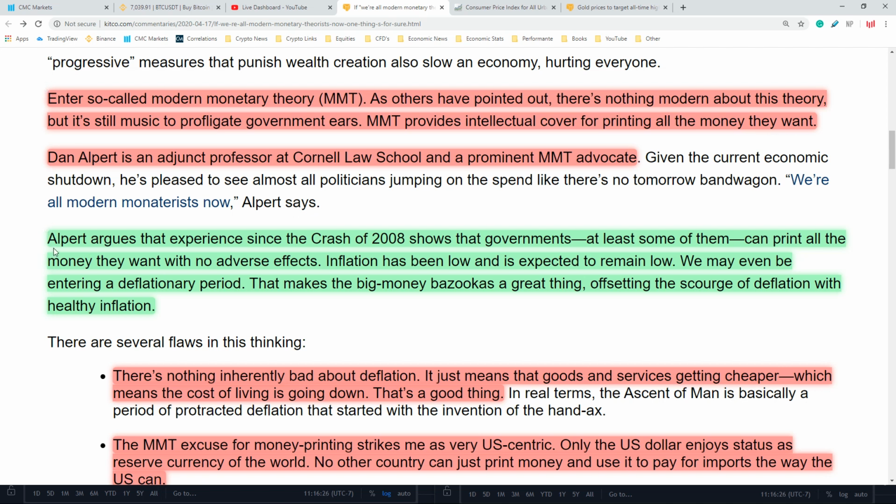Dan Alpert is the guy who actually didn't create it, but he's a professor at Cornell, and he's a proponent of MMT. He's an advocate for basically unlimited money printing. And he argues that experience since the crash of 2008 shows that governments, at least some of them, can print all the money they want with no adverse effects. Now, this is only 10, 11 years since they started quantitative easing and this whole money printing craziness.